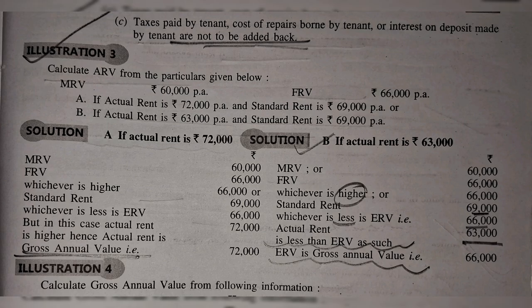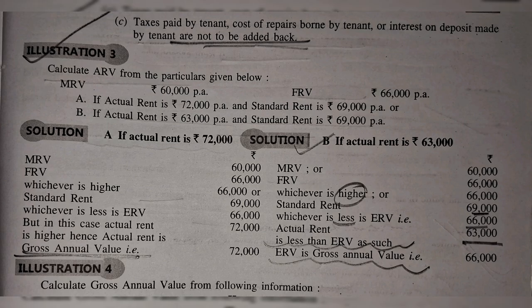So out of them both, which one should we choose? We should choose the one which we have in our hands, which is actual rent. Expected rental value is 66,000 and the actual rent we received is 72,000. So our gross annual value will be the rent we received, which is 72,000, and it happened because the expected rental value was less when we compare it to actual rent.